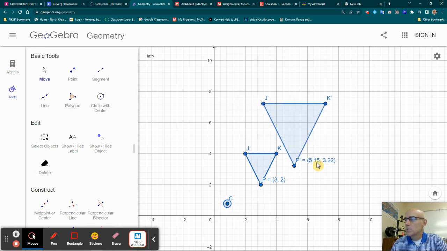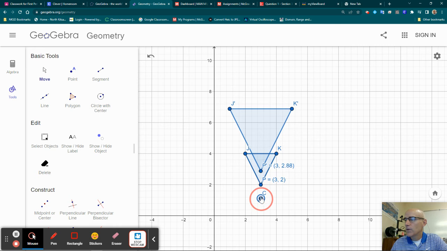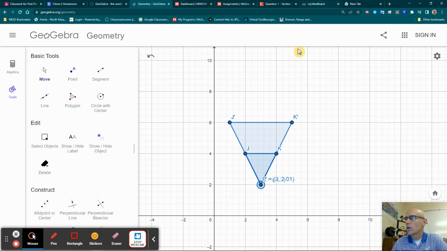And you notice how GeoGebra uses the same notation, P prime, J prime, K prime, right? So these are the image points, and this is the pre-image, or they call it the original figure. So I move this point. Oh, look at this. If the center of dilation is P, then P prime and P are right on top of each other. And then, oh, look at this. J prime is out here.